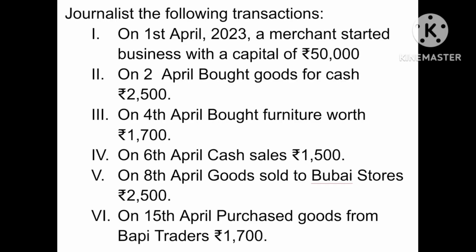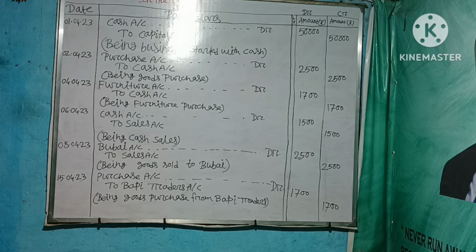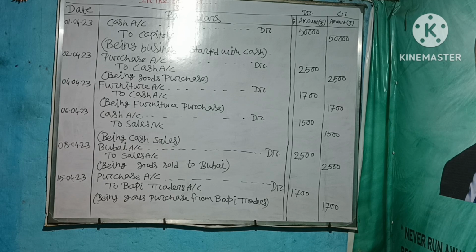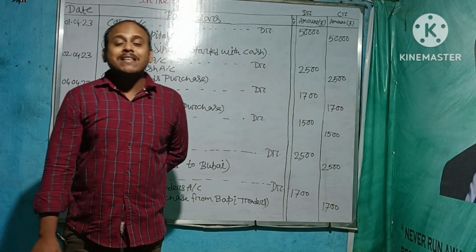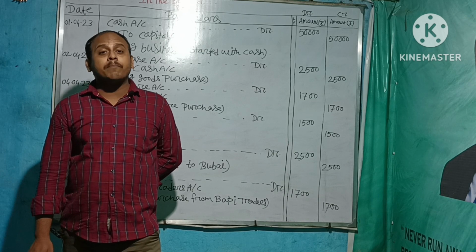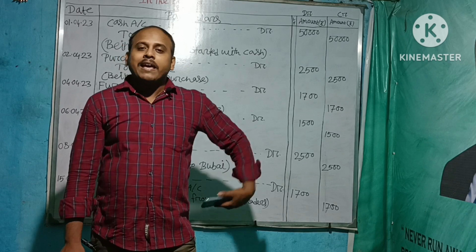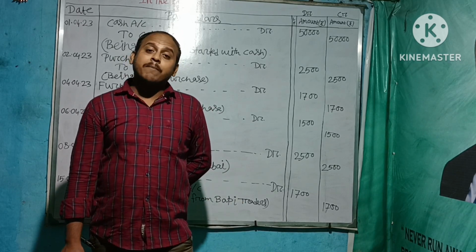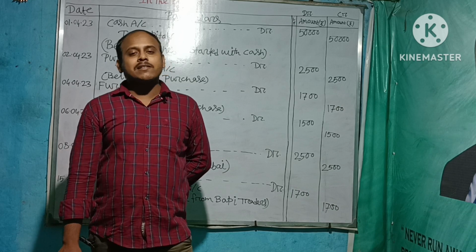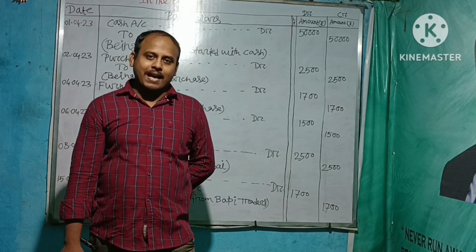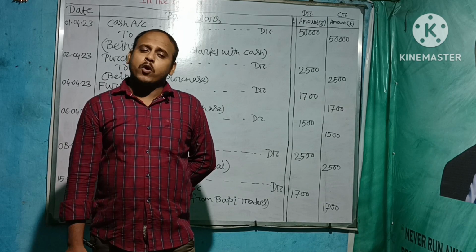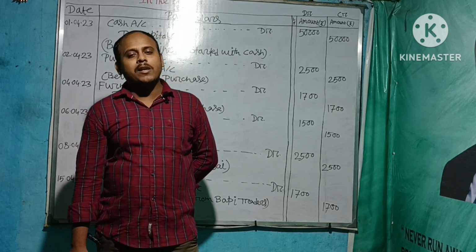Come to the next entry. On 2nd April, bought goods for cash, rupees 2,500. That denotes we purchased goods, that is, a business item, whatever our business deals in. If we buy any goods, whatever our main business is, then the first account is purchase and the other account is cash. Purchase is an example of a nominal account.